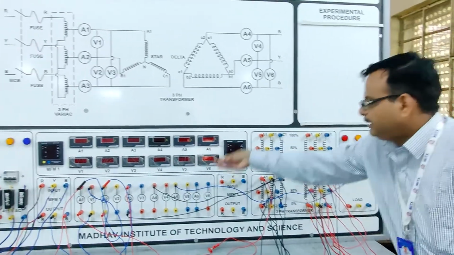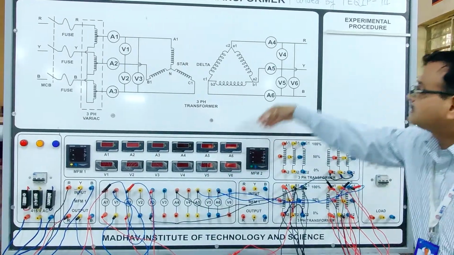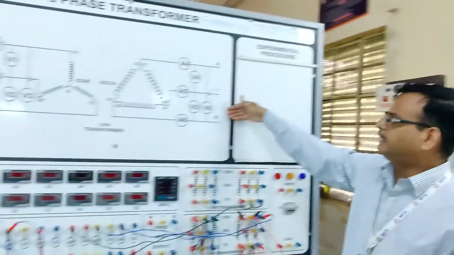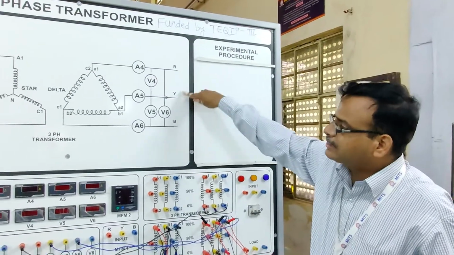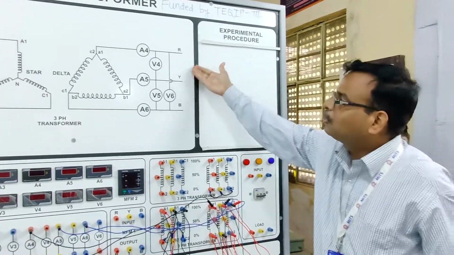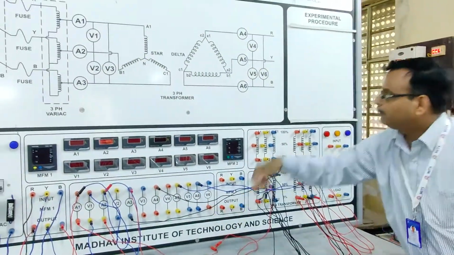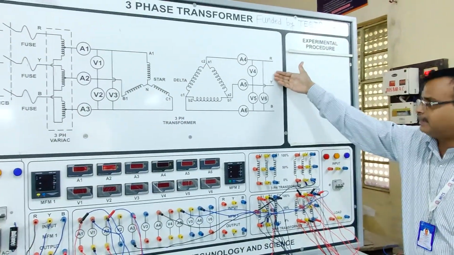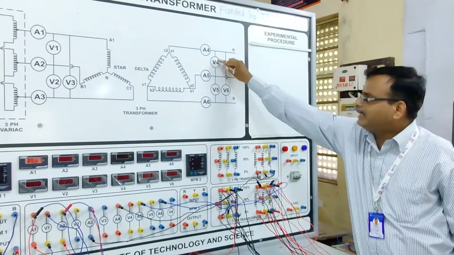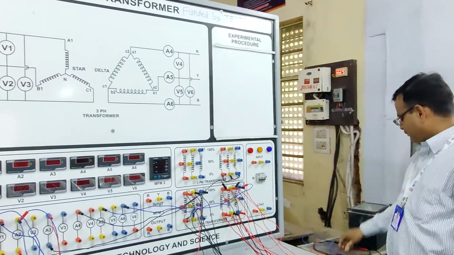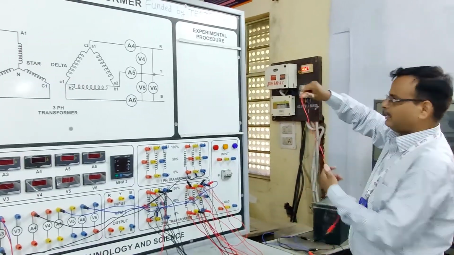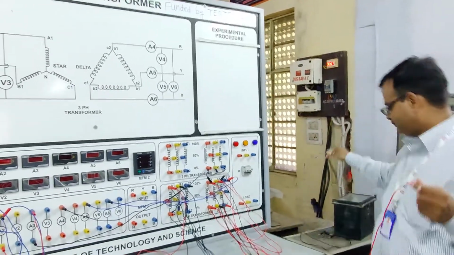Since we are going to perform the open circuit test, these three terminals have to be kept open. That's why it's called the open circuit test or no load test. So these three ammeter terminals are open. In the open circuit, the voltage exists but the current is zero. So we connect voltmeters for measuring the voltage, across two lines.